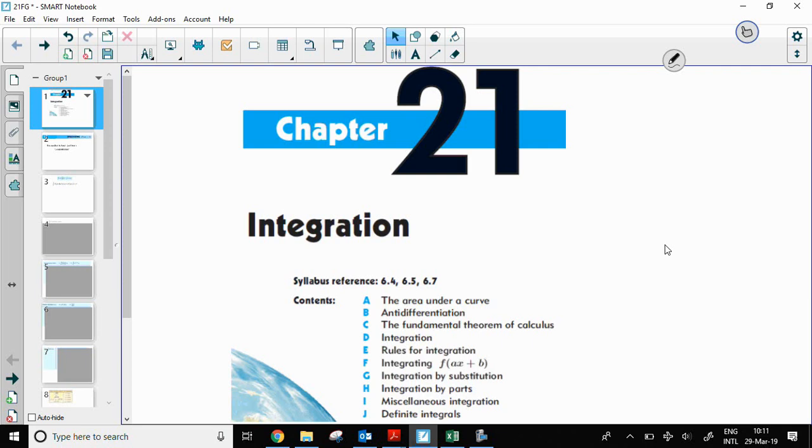Hey, jumping back into chapter 21, we're going to cover sections F and G in this video, talking about the substitution method. So think back to differentiation, when we were differentiating something that wasn't just x. So if it was like a sine of x squared, we had to use the chain rule to handle that.